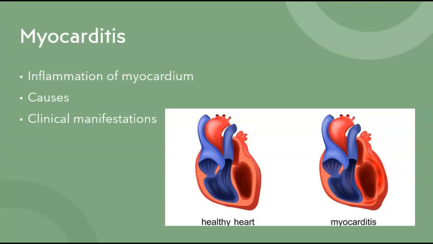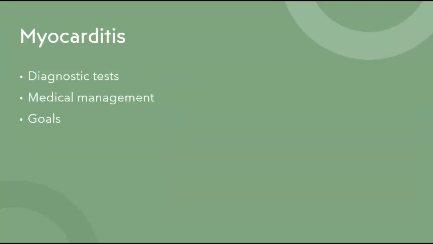Your late signs and symptoms are going to be chest pain, heart failure with dyspnea, cardiac enlargement. You might hear a murmur, a gallop, or they might have tachycardia. They might have cardiomyopathy, which we'll talk about here in a second, and they might develop some dysrhythmias.